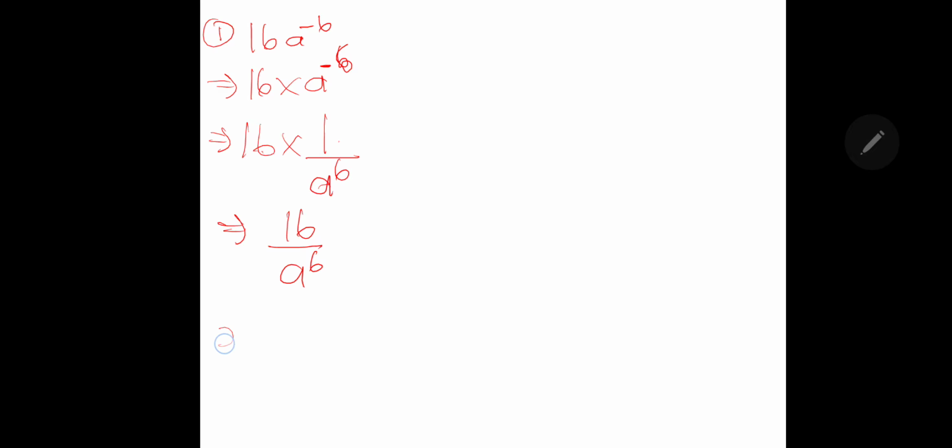Let's take the second example. 5 to the power negative 3, x to the power negative 3. The same thing applies to them. 5 to the power negative 3 times x to the power negative 3.